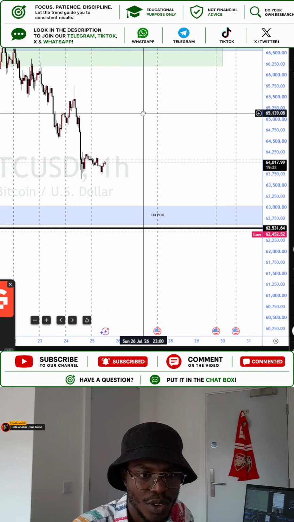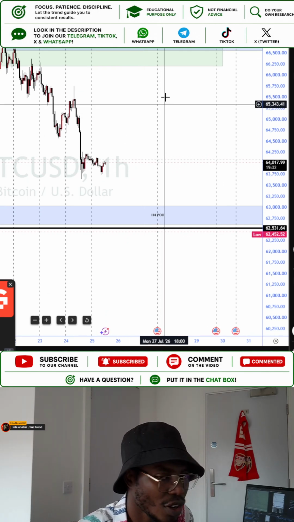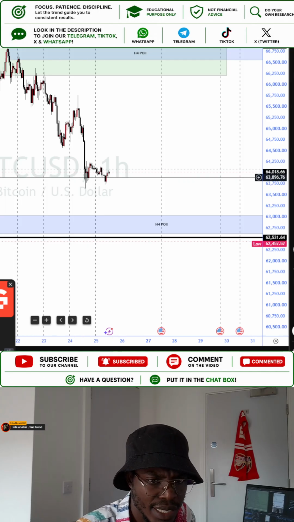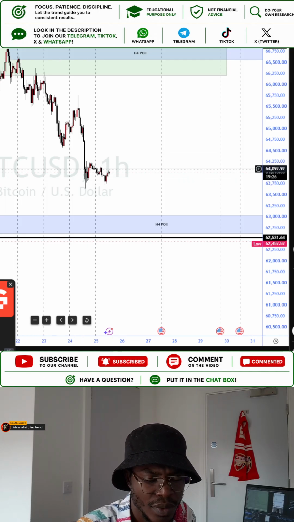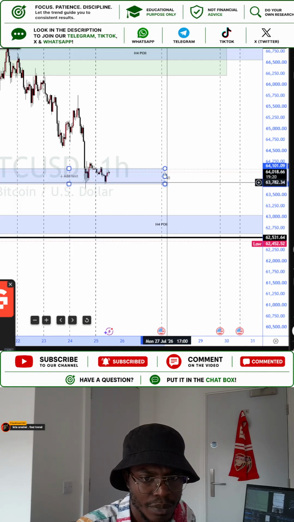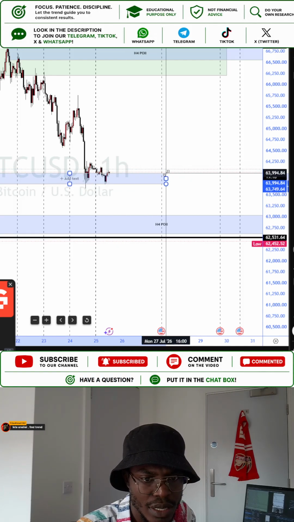Now on the 1 hour, what are we seeing? On the 1 hour, we can see that there is a zone here. There is a zone here that caused the break of structure on the 4 hour, and that zone seems to be respected on the 1 hour.